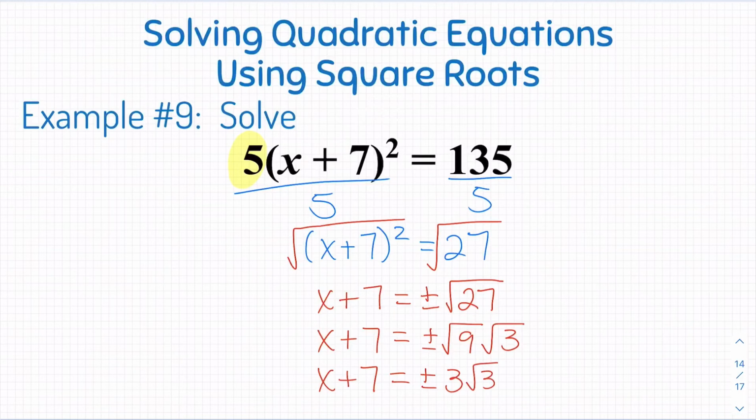Then I need to move the 7 to the other side. So when I subtract 7 from the right and the left, I get x equals negative 7 plus or minus 3 radical 3.